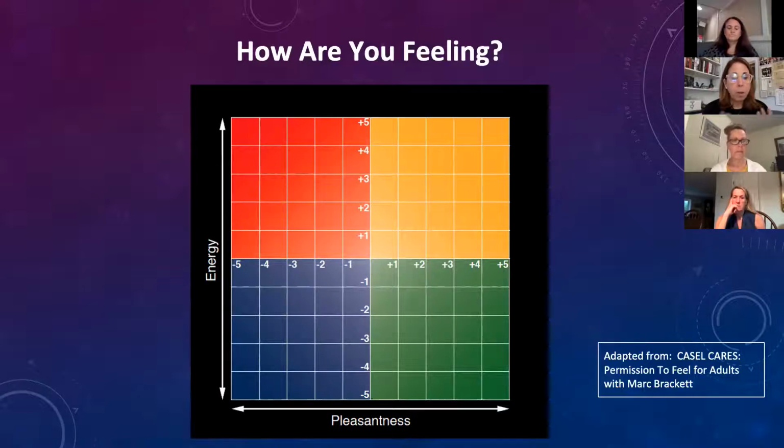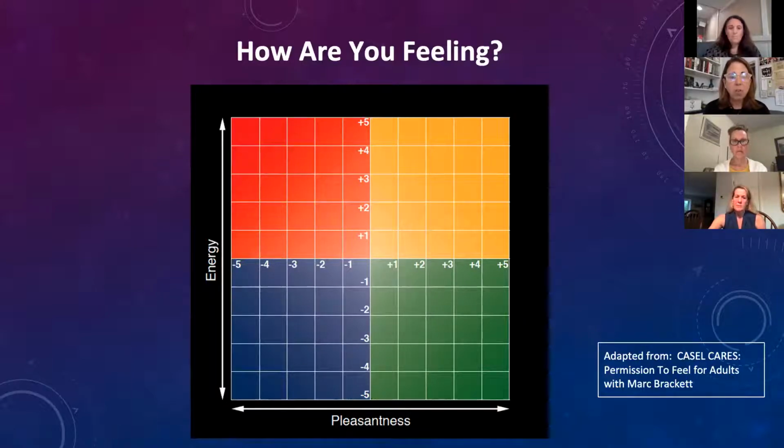So a +5 means you are experiencing high levels of pleasantness, and a -5 means you're experiencing not such great things right now. On the y-axis, it's energy. So you're either activated, +5, or depleted, -5. Energized, +5, or tired, -5. And then when you cross the two axes, you get these quadrants.